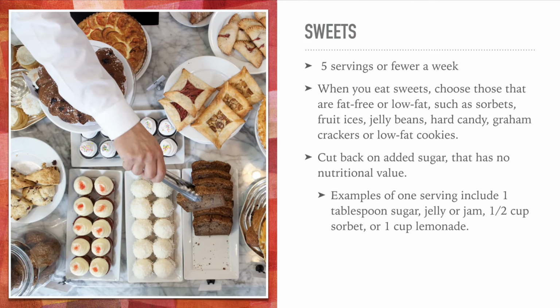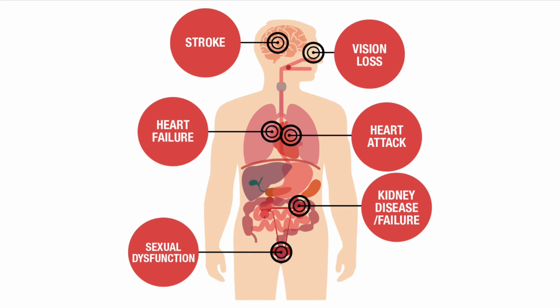For sweets, it is recommended to have 5 servings or fewer a week. When you eat sweets, choose those that are fat-free or low-fat. Cut back on added sugar that has no nutritional value. By making lifestyle changes such as modifying your diet, exercising, stopping smoking, and losing excess weight, you can help lower your blood pressure and avoid complications such as kidney disease, eye disease, and heart disease.